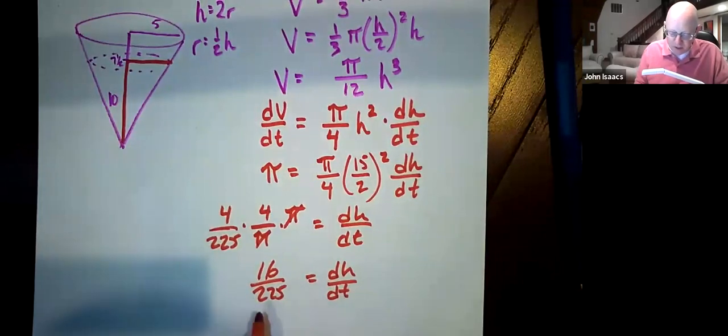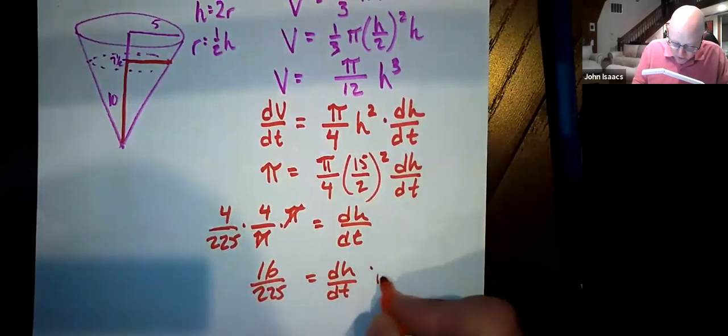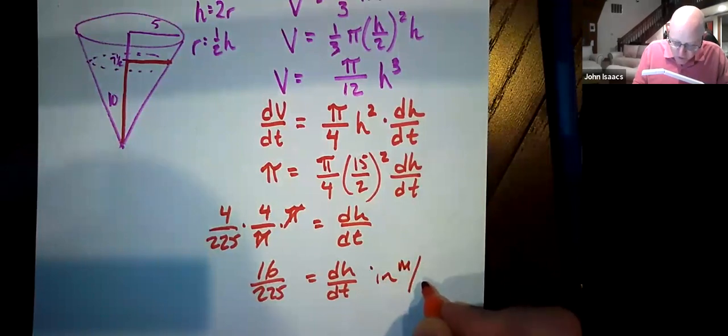So dH/dt is 16 divided by 225. Now that's going to be in meters per minute.